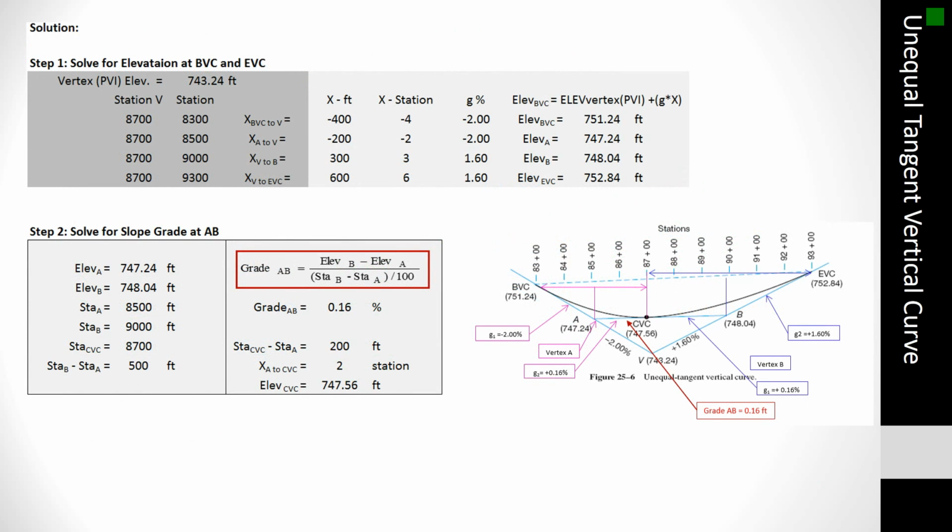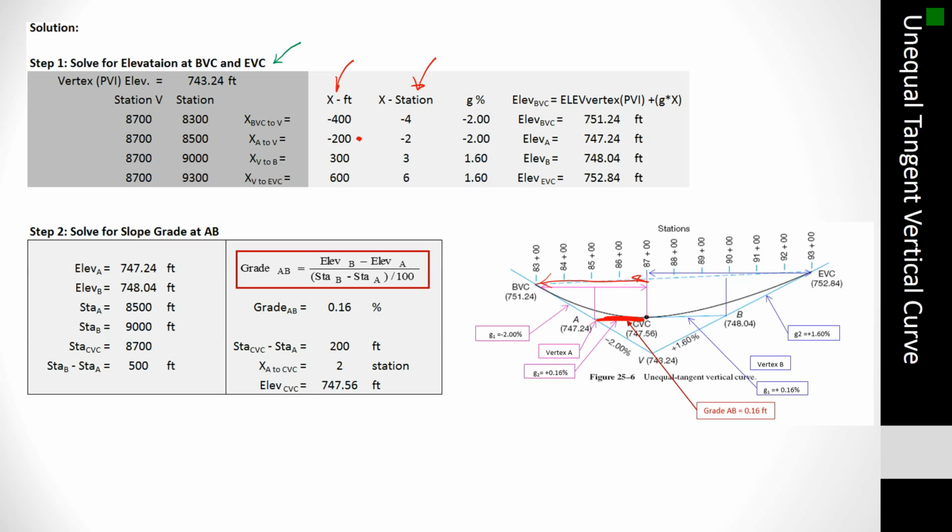So let's take a look at what we have. In this table here, our information is stations. So we need to know the distance. The first column is basically what is our distance in feet, and then what is our distance in stations. So the distance from the beginning of vertical curve to the vertex here, from here to here, is 400 feet. And from the vertex A to the vertex V, from here to here, is 200 feet.